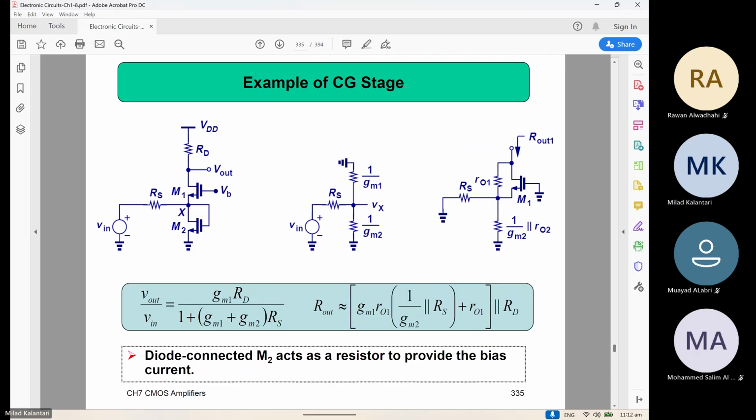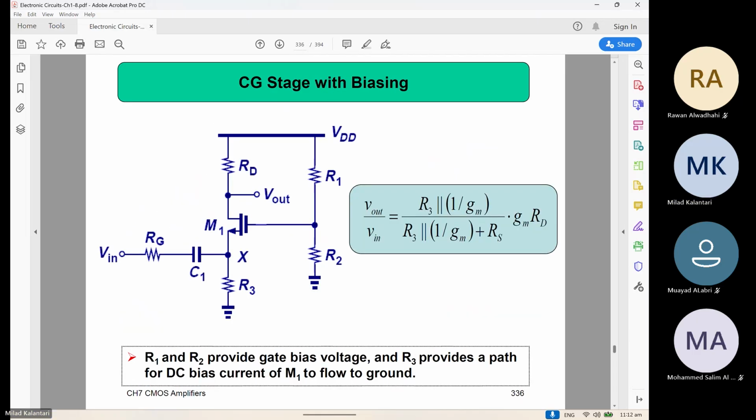So here it is just showing one example of how the common gate is biased. It's biased with these two resistors plus the R3, similar to the BJT. And then we have this cap to isolate the DC from the input to this node. And then whatever is left, you just need to calculate the gain, which is not that big a deal here, okay.